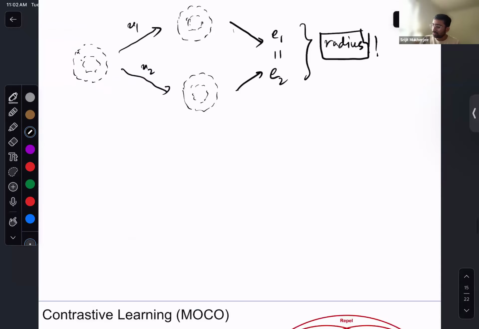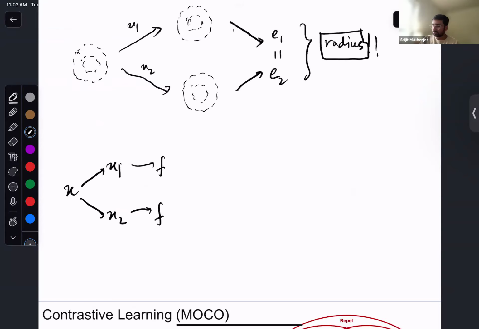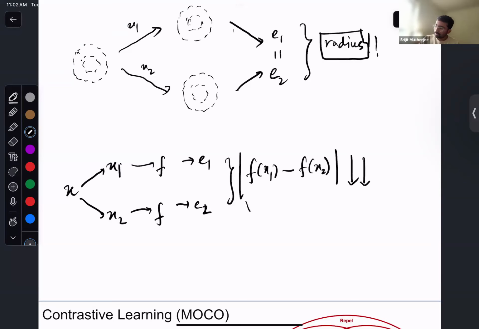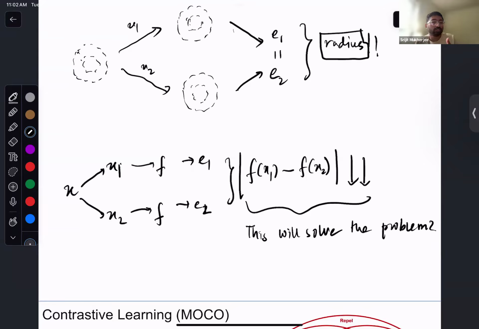Okay. So reminding you, there are two augmentations, x1, x2, and f, the same function. The whole idea is that the embeddings z1 and z2 should come together. The distance between f(x1) and f(x2) should be low. So this will solve the problem, right? Yes or no? So all of you understood this will solve the problem, right? Any questions?